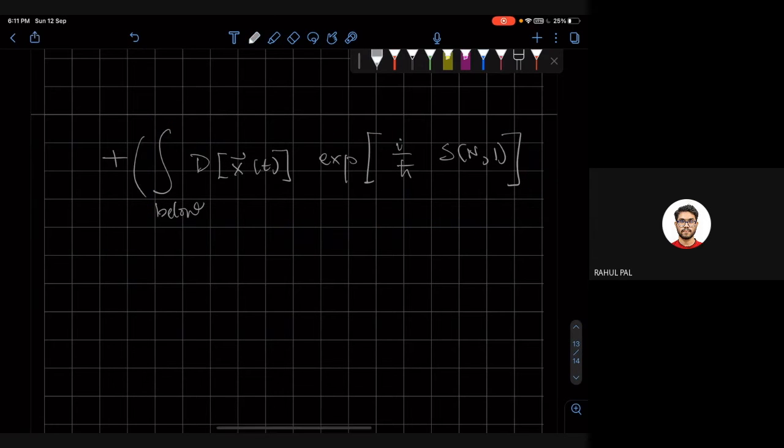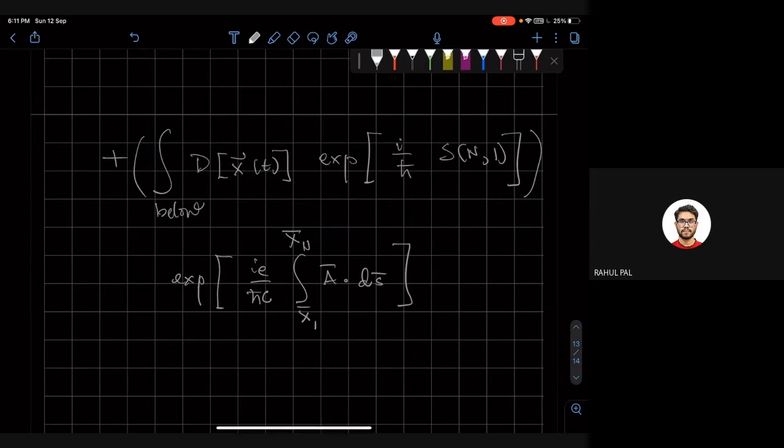And then it's going to be multiplied now by a factor of iE over h bar c, integral from x1 to xn, again, A dot ds below.